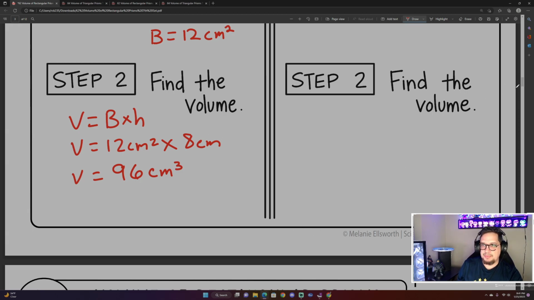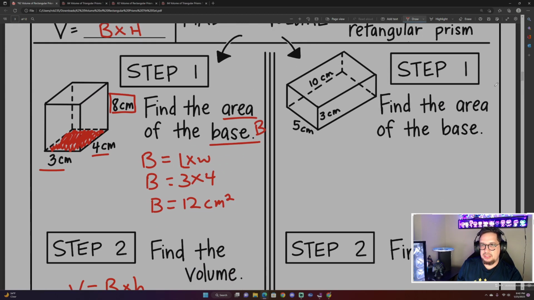Now, that's one example. Let's look at the other example over here. Okay, another rectangular prism. All right, so now I'm looking for the area of the base. I'm not going to cover up that 3 because we're going to need it. Okay, so this is a little confusing, but if you look at it carefully, here's the length and the width, okay? So I'm going to use the 10 and I'm going to use the 5 to find my area of the base. So again, capital B stands for area of the base.